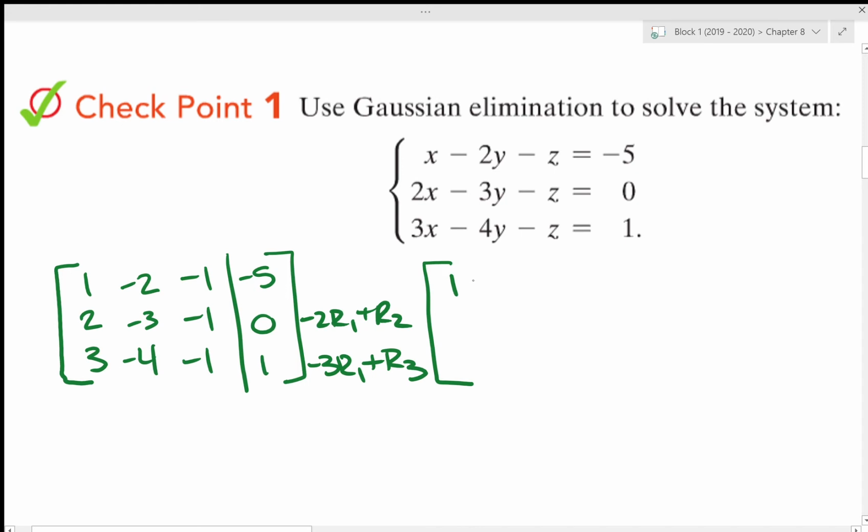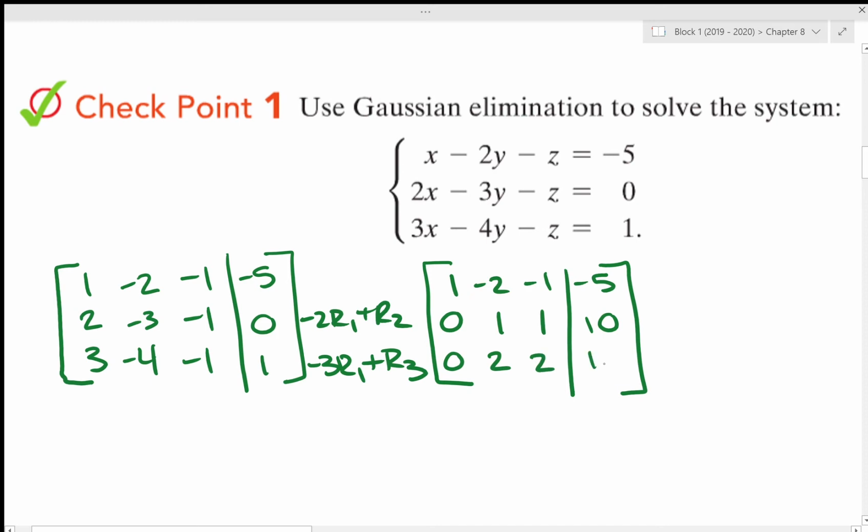And when I do that, I'm going to get for row 2, 0, 1, 1, and 10. Then in row 3, I'm going to get 0, 2, 2, and 16.